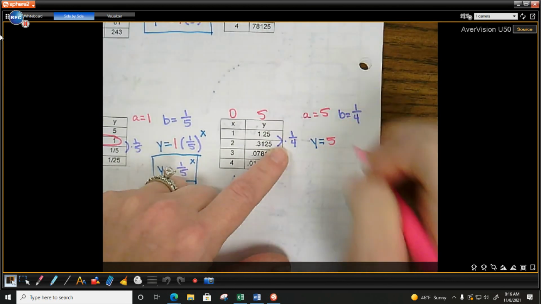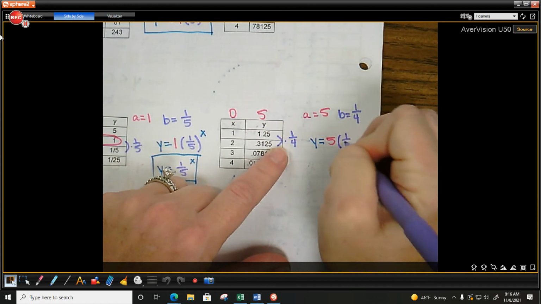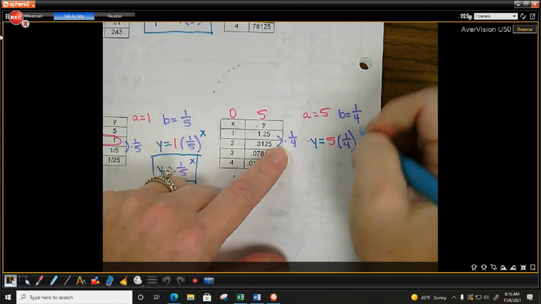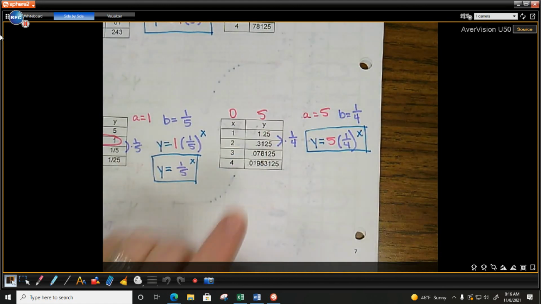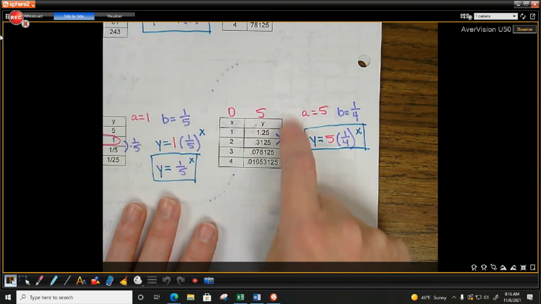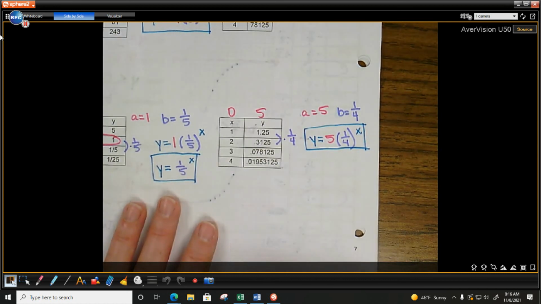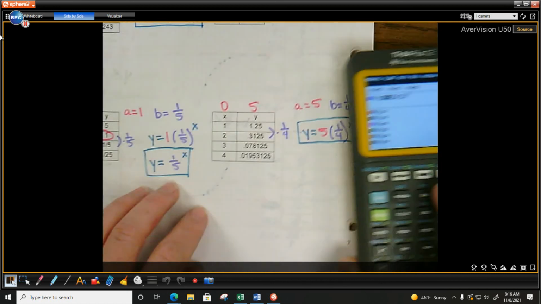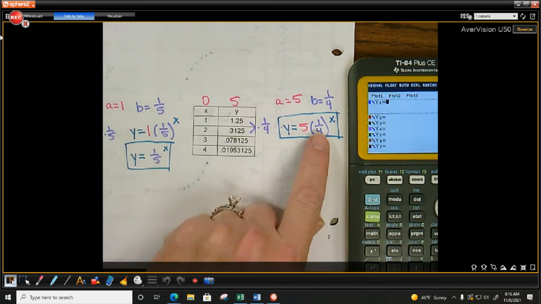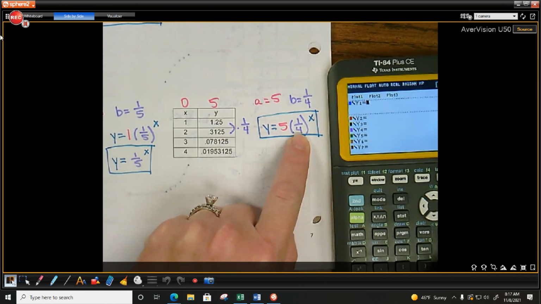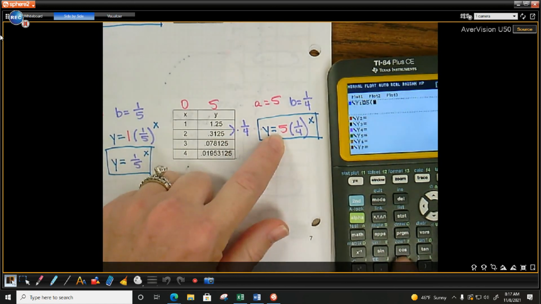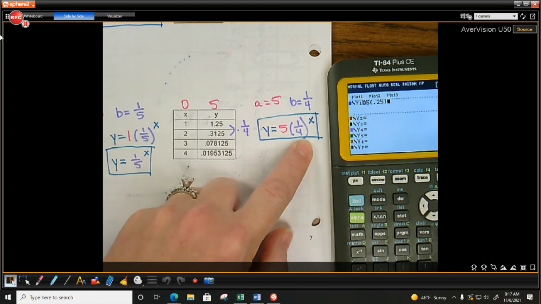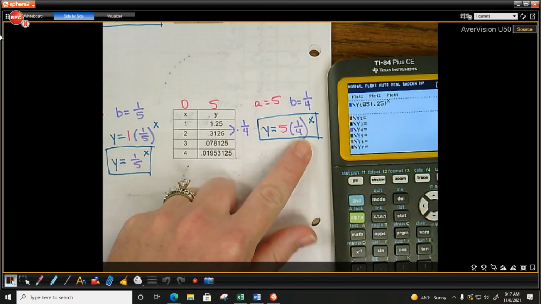Now, since my table is in decimals, I would always check them, always, but definitely when you have to extend your table because you don't see the a value. You don't have an x of 0. So I'm going to my calculator, but if I type in 1/4, my table's going to give me fractions, and these are decimals. So I'm going to do 5 parentheses 0.25 because that's what 1/4 is, raised to the x. So then when I go to my table, it's going to give me the decimals. 1, 1.25, 2, 0.3125, 3.